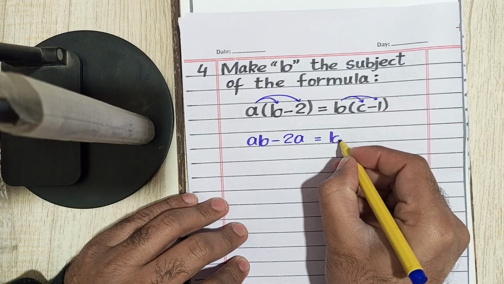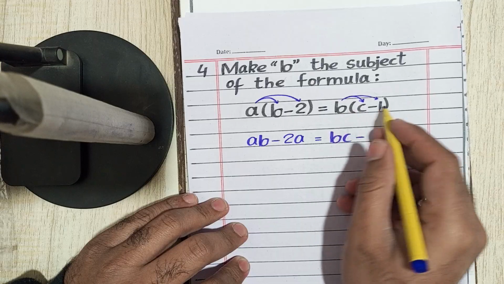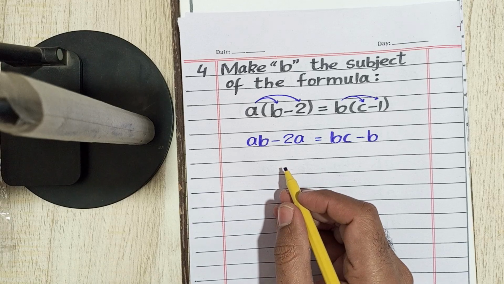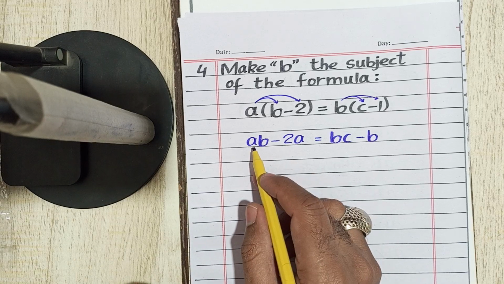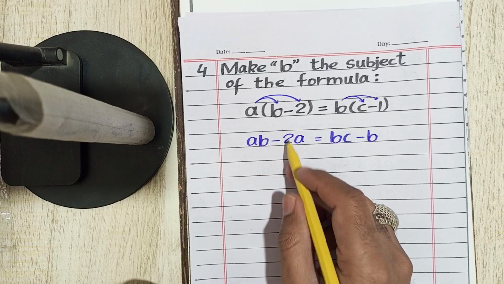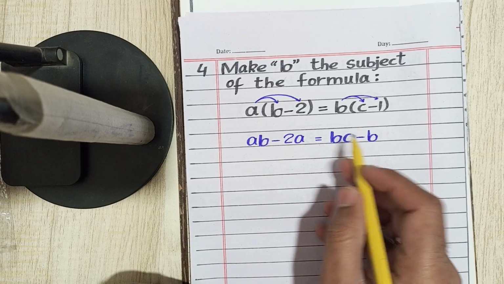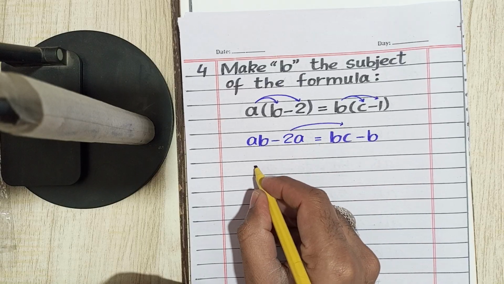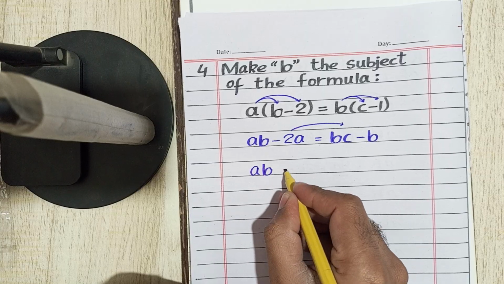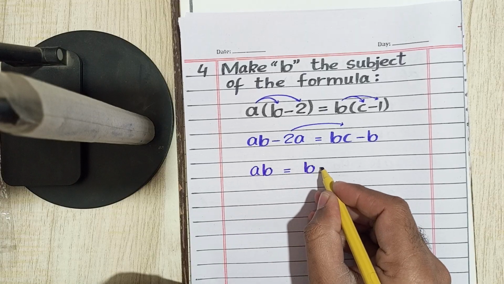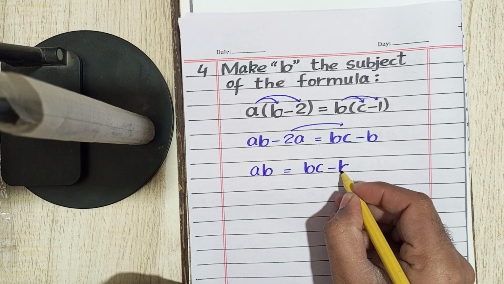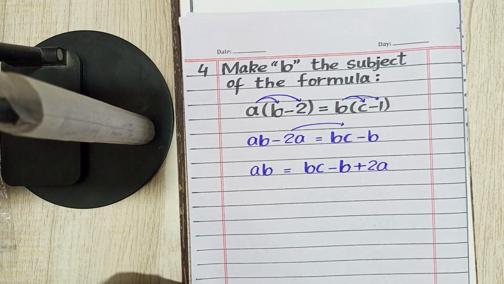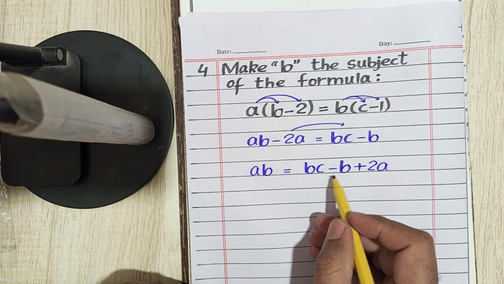And B multiplied with minus 1. So we write here BC minus B times 1, so here we have minus B. Now here we have AB minus 2A equal to BC minus B. So now we take away this 2A to here. So we write here AB equal to BC minus B plus 2A. Now we take away these two terms.